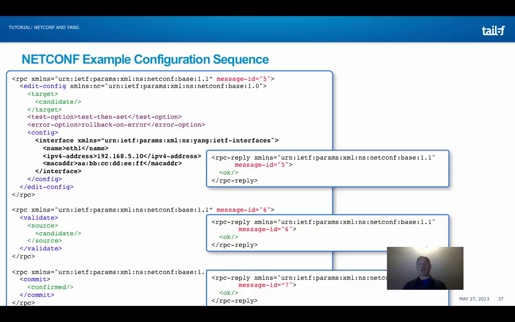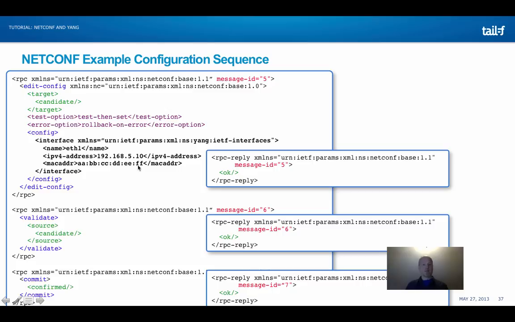How does this look actually? This is an example of a NETCONF conversation. The manager sends a request. There is a message ID field that is used to correlate requests and responses, so they can go in parallel. So you match the message ID to match the requests and responses. Here we have an operation towards the candidate data store. Test-then-set, rollback-on-error, so transactional behavior.